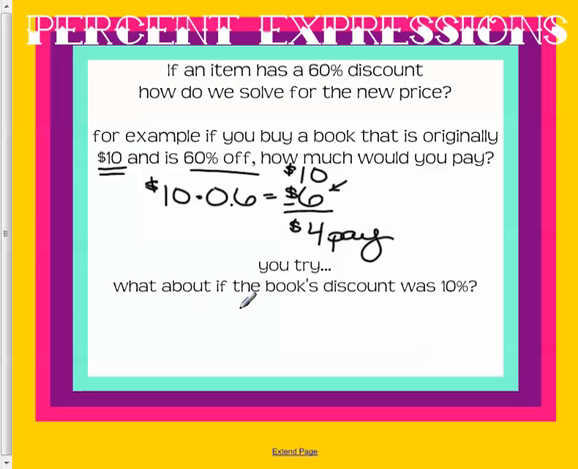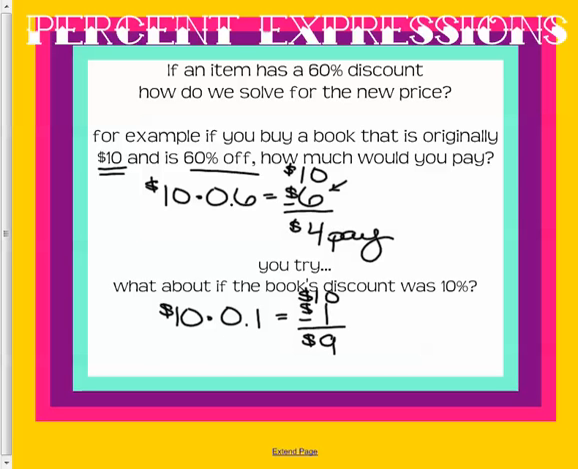What if it was 10%? What would you do? Go ahead and try it real quick and pause the video. I'm going to show you what I would do. If the book's $10 and it was 10% off, you would be getting $1 off. So take $10 and take the 1 away, and so you would pay $9.